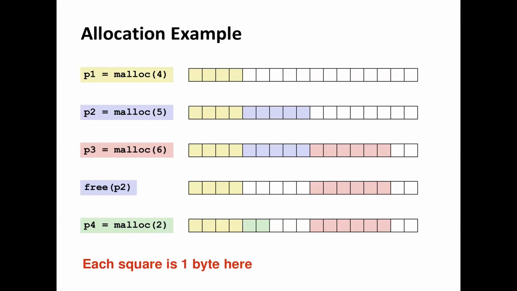How many blocks? We have five free blocks, right? So what is the heap size then? 17, right? Am I correct? 17 bytes. Yeah, so that's our current heap size.